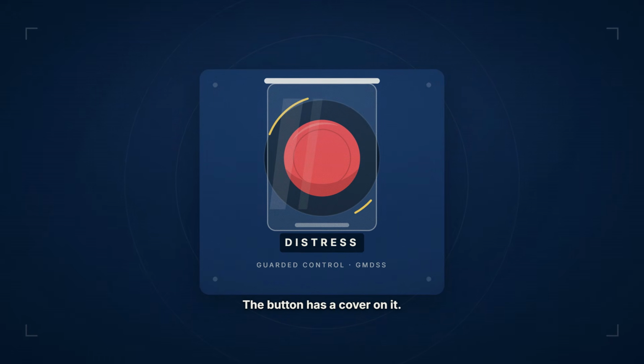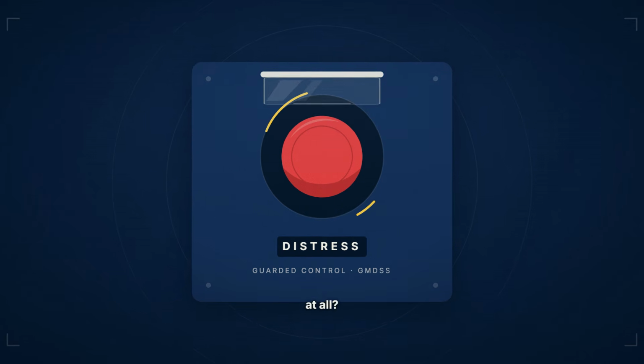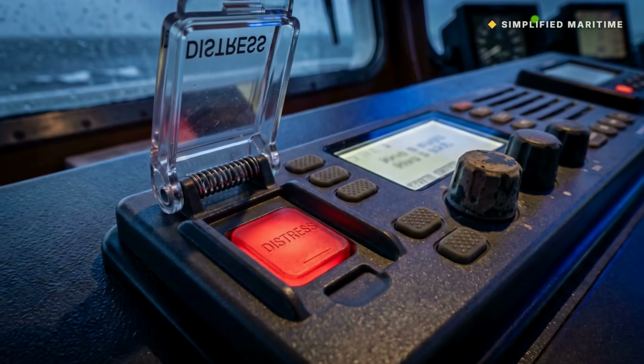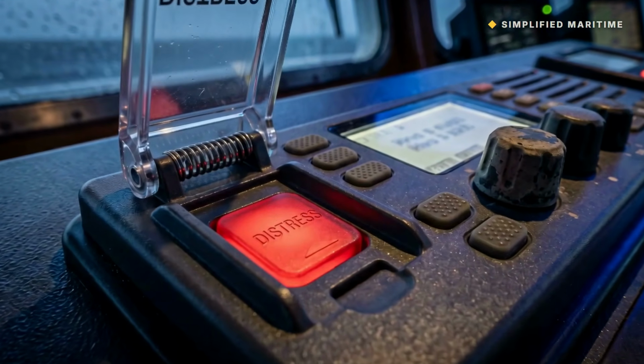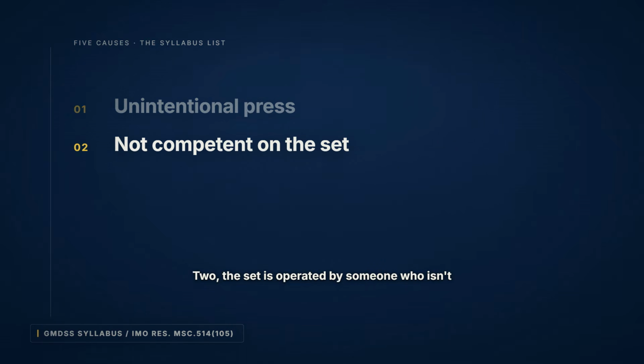The button has a cover on it. How does a guarded button get pressed by accident at all? The syllabus counts 5 ways, and almost all of them are human. Because 1, an unintentional press of a distress control. 2, the set is operated by someone who isn't competent on that particular installation.